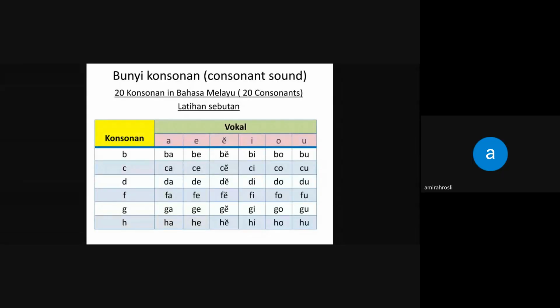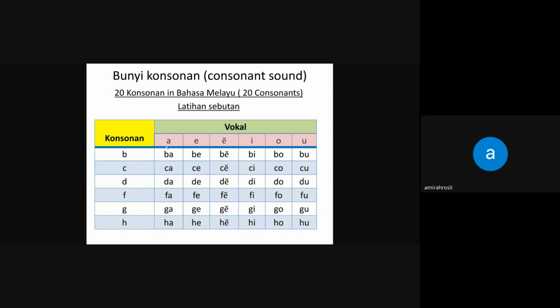So what I'm going to share with you now is the table of the consonants and the vowels on how to pronounce each syllable. Okay, let's have a look. If you look here, we have the consonant list and the vowel list. What you have to remember is the vowel sound.